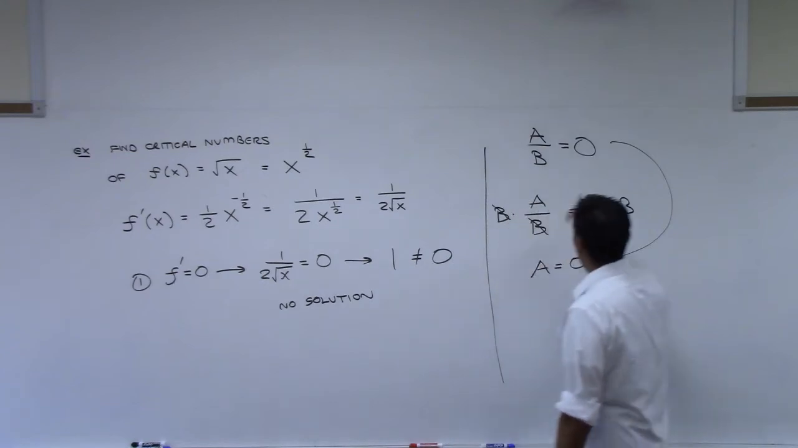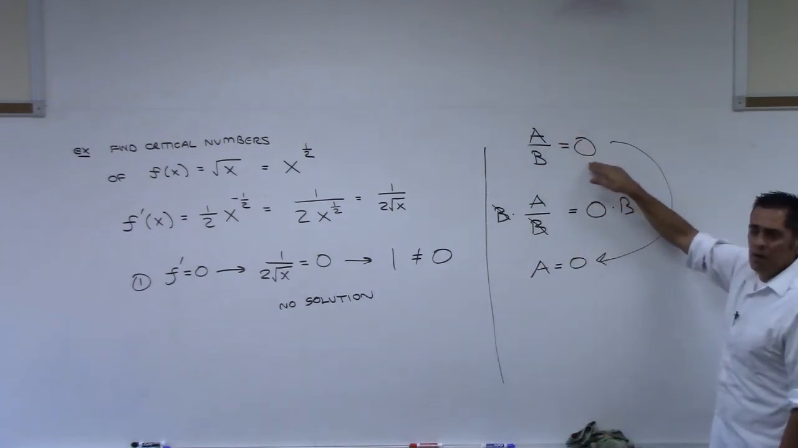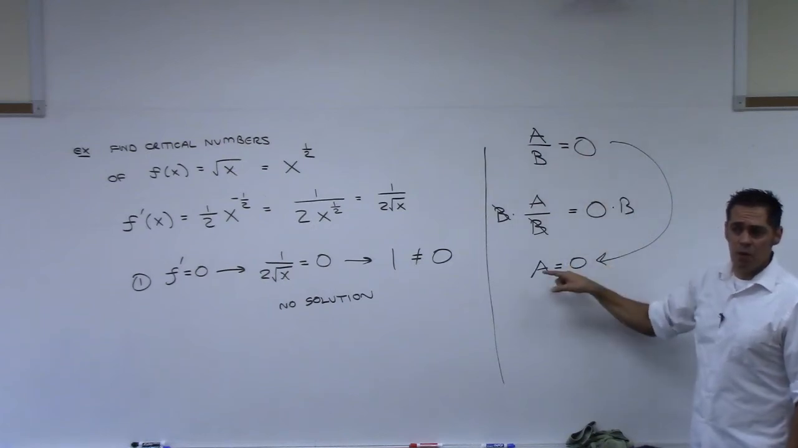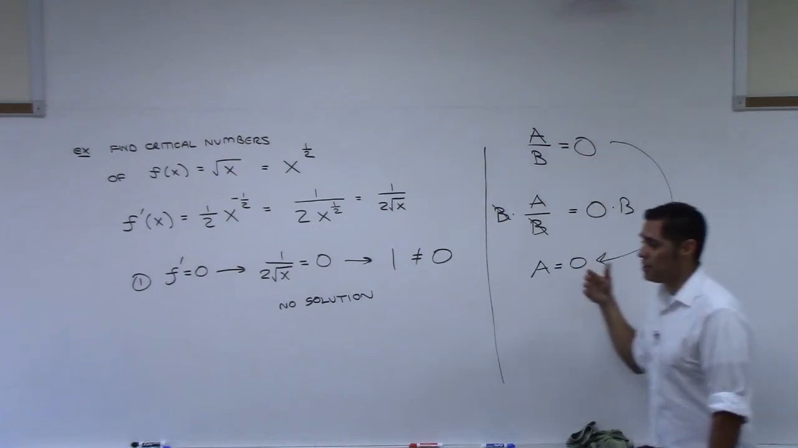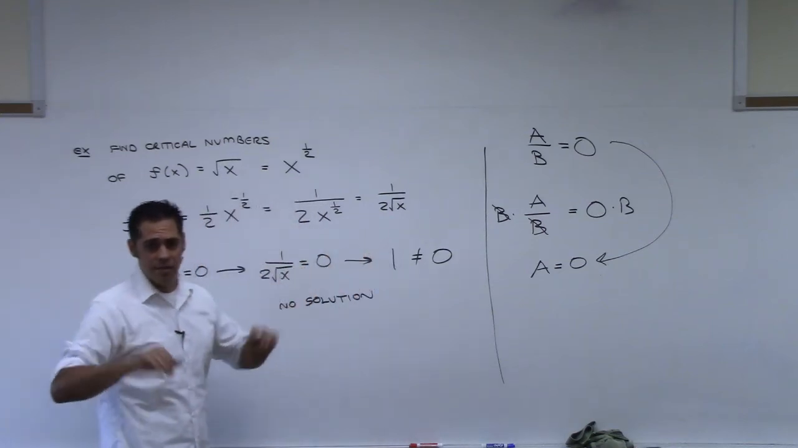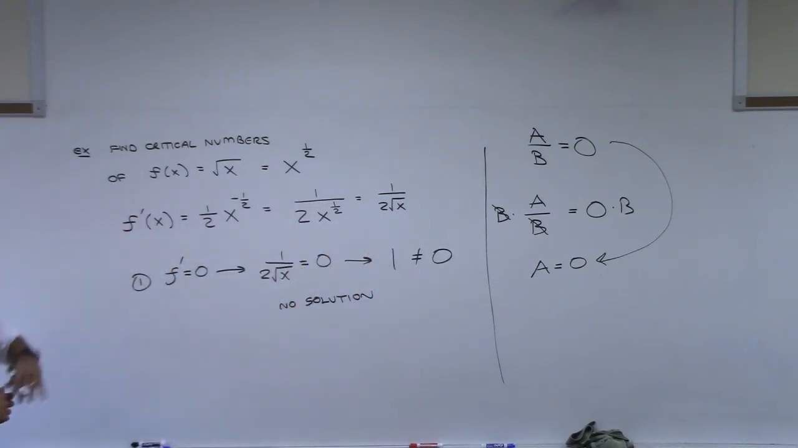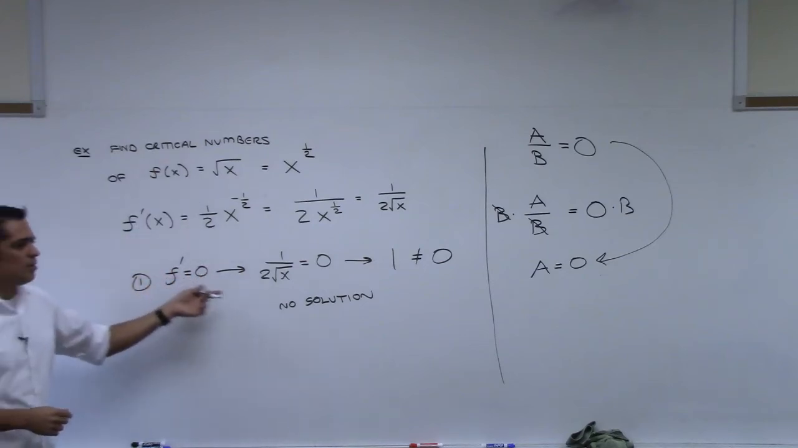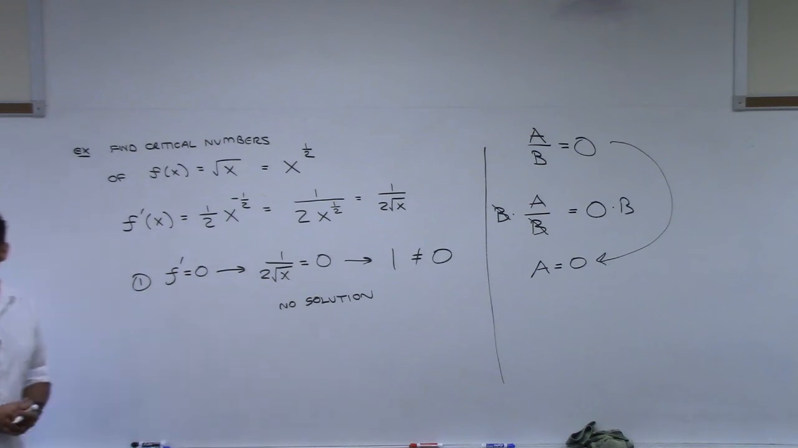Please remember this. A fraction can only be 0 if the numerator is 0. So anytime you ever have to set a fraction equal to 0, just set the numerator equal to 0. That's all you have to consider. You can just throw the denominator away. So no solution. Are we done? Right now we're saying there's no critical numbers, because we've set the derivative equal to 0, we got no answers. Anything else to consider?